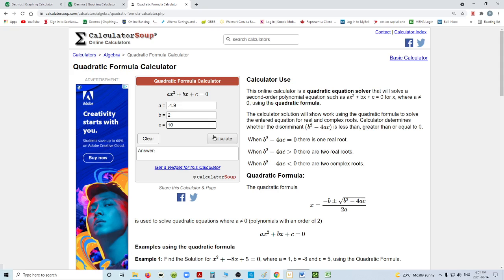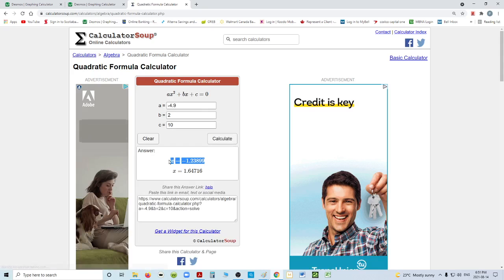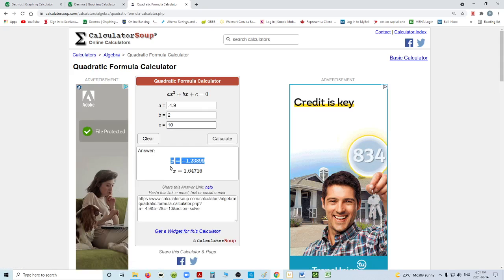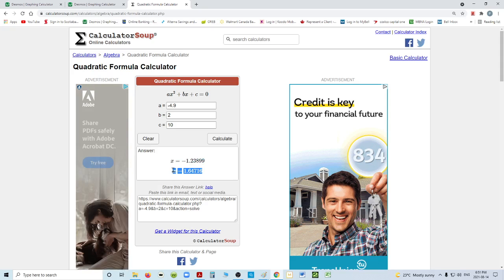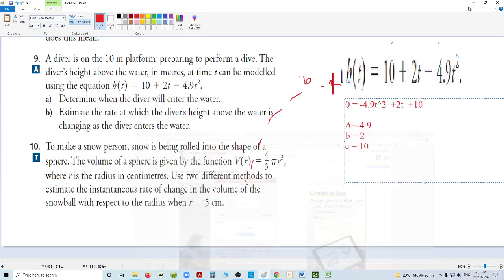And then you click calculate. That's going to give you two answers. One root, x is minus 6.3. It can't exist. The other root is x is positive 1.64. So that's the one we want. So that means he hits the water at h of 1.64716. In other words, time is 1.647 seconds when his height is 0.